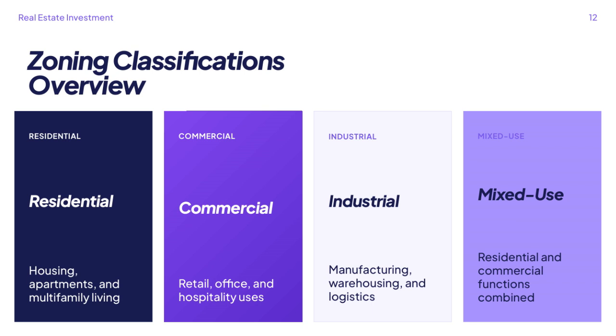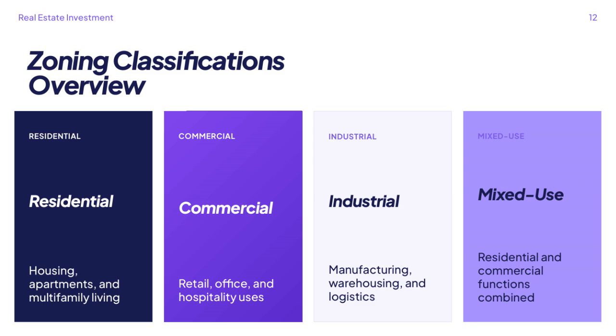This classification is all about where people live and the types of residential structures allowed. Next is commercial zoning, which focuses on retail spaces, office buildings, and hospitality uses like hotels and restaurants. This category is crucial for business activities and services that serve the community.